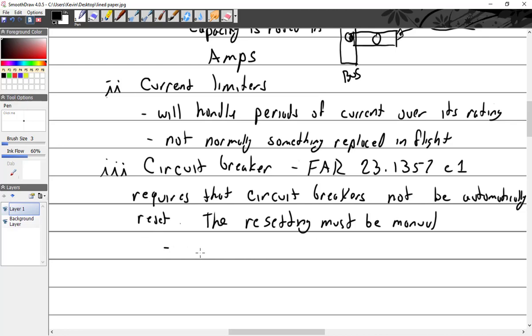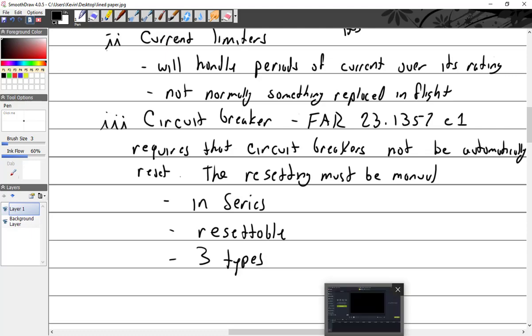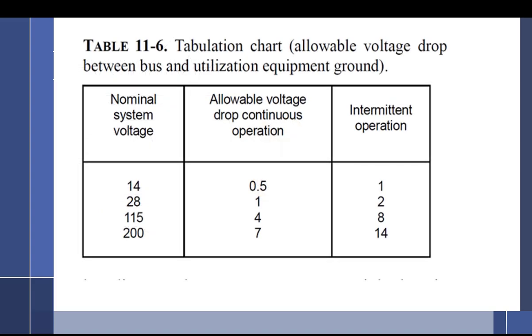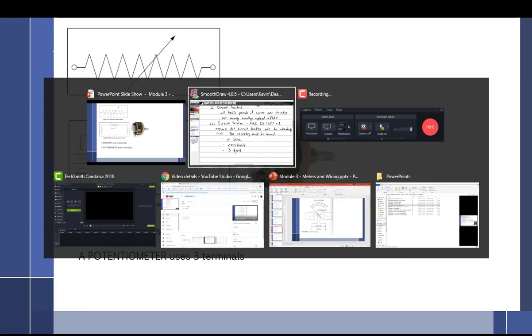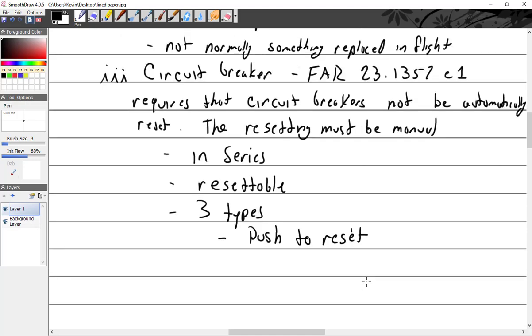All right, are they in series or parallel? Series. Okay. They are, of course, resettable. Let's say there's three types. In series, three types. What are my three types? Push to reset. Some of you have them. You cannot pull it out, in contrast to the next one, the push-pull.